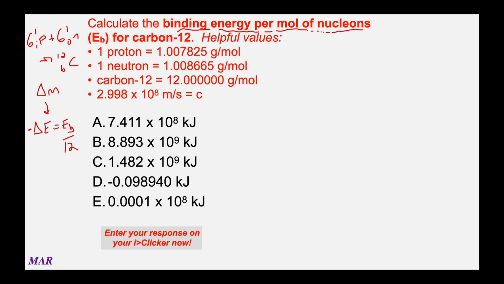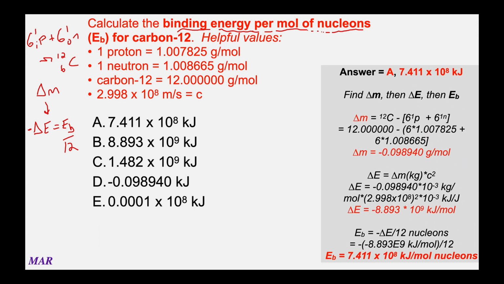Okay, so that being said, let's check out the math. First of all, the answer is A. Okay, it's 7.411 times 10 to the 8th. So here's the change in mass, the delta M. It's the carbon-12 number minus the 6 protons minus the 6 neutrons. You get a negative mass. Mass has been lost, making carbon-12. And I talked about how that freaks chemists out because of the law of conservation of mass, blah, blah, blah.